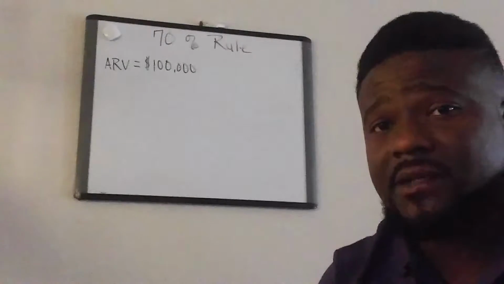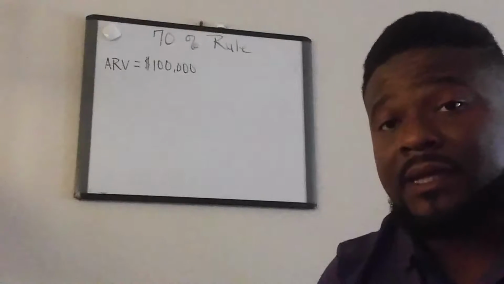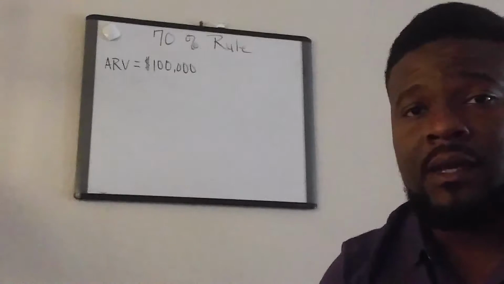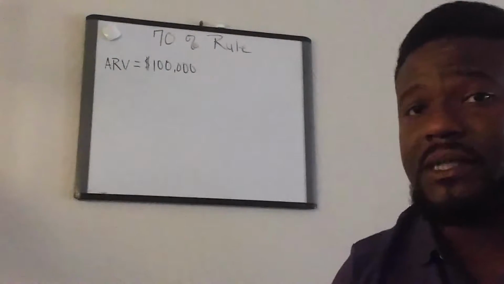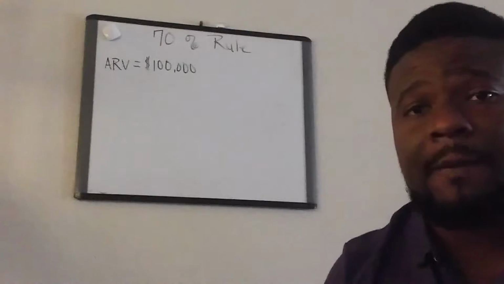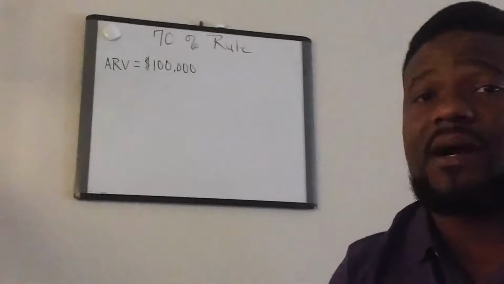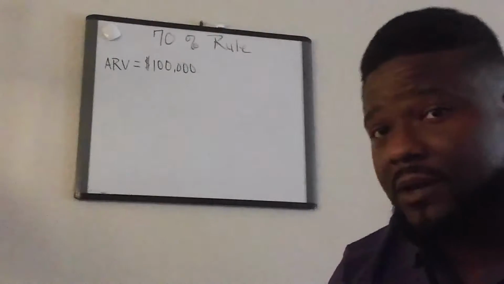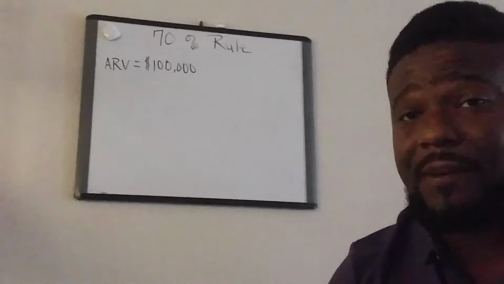I want to teach you guys a little bit about what I call the 70% rule. This is a tool that most investors use when they're looking to purchase a property. So what they do is they find a subject property and they see what's the market value for other properties in that area. For now, we're going to call that the ARV, the after repair value of your subject property.